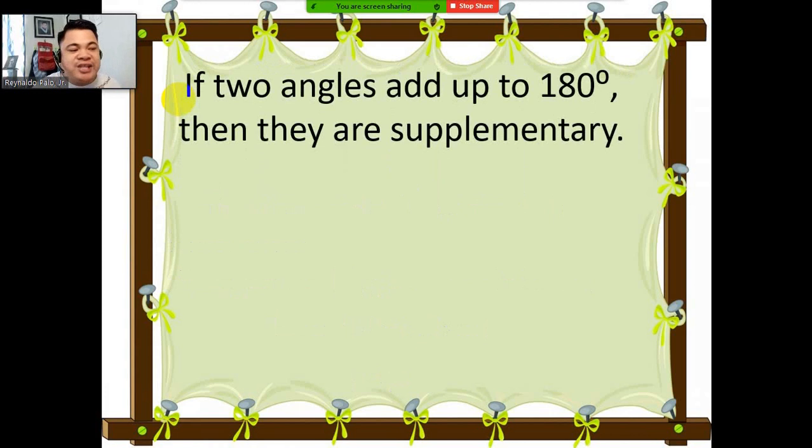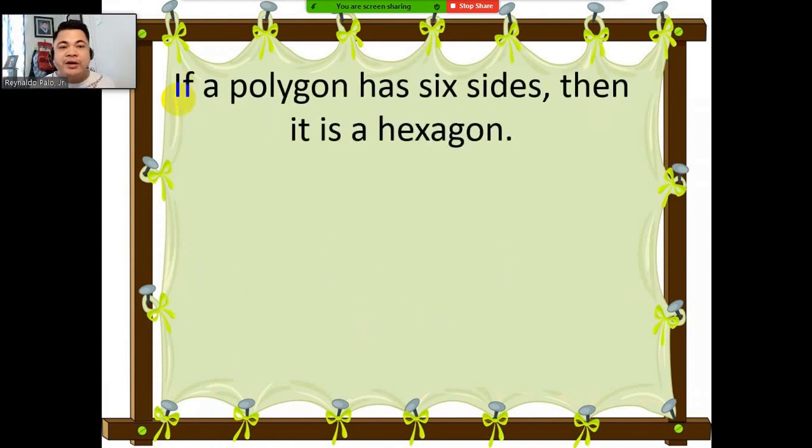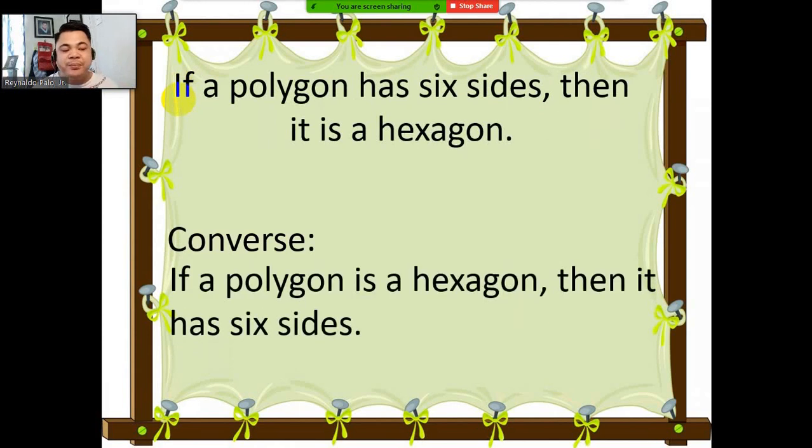If two angles add up to 180 degrees, then they are supplementary. So the converse now: if two angles are supplementary, then they add up to 180 degrees. Just interchange them. When we are converting a conditional to its converse, remember to just interchange the hypothesis and conclusion, or the P and Q. If a polygon has 6 sides, then it is a hexagon. Converse: if a polygon is a hexagon, then it has 6 sides.